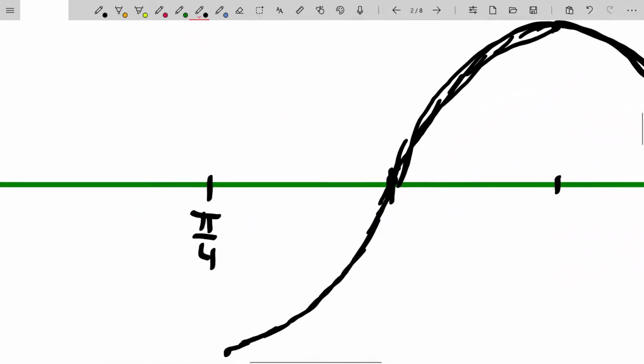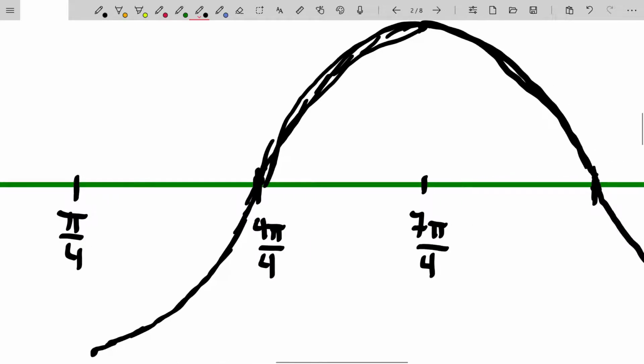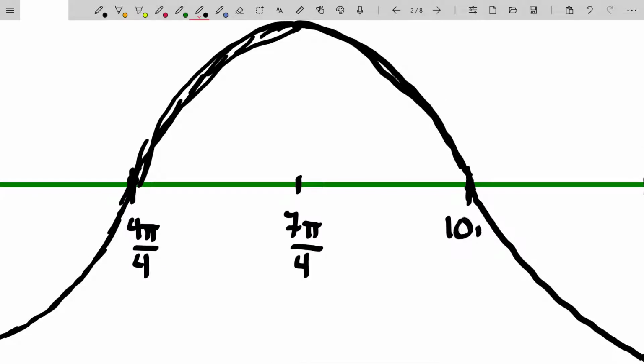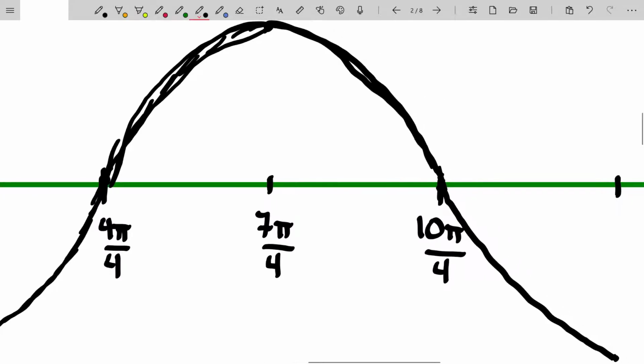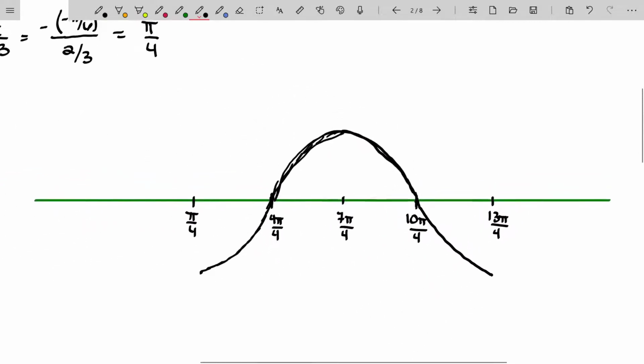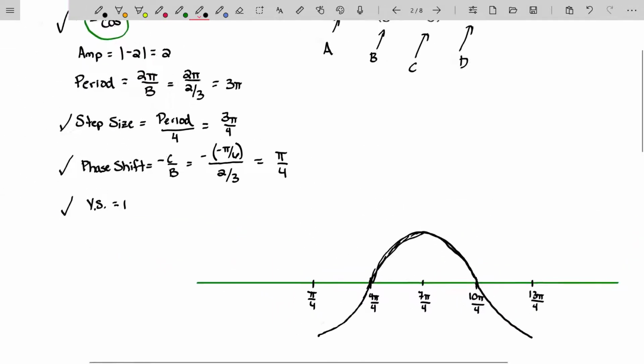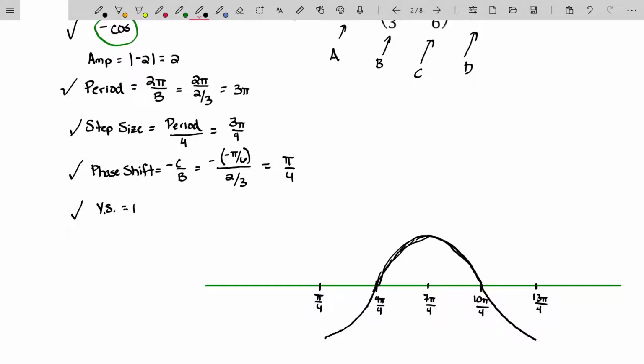So if we started at pi over 4 and you add 3 pi over 4, you're now at 4 pi over 4. Add another 3 pi over 4, you're at 7 pi over 4. Add another 3 pi over 4, you're at 10 pi over 4. Add yet another 3 pi over 4, and you're at 13 pi over 4. Notice the distance between beginning and end. Pi over 4 to 13 pi over 4. That's 12 pi over 4 or 3 pi. And that is actually the period of your function, so that works out.